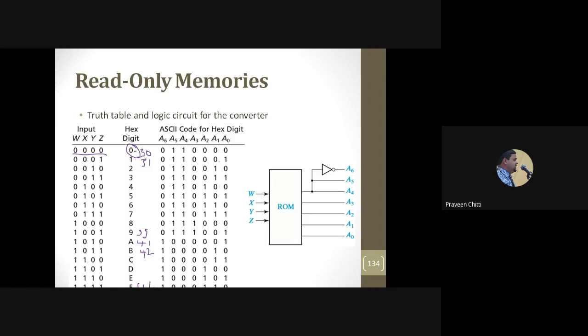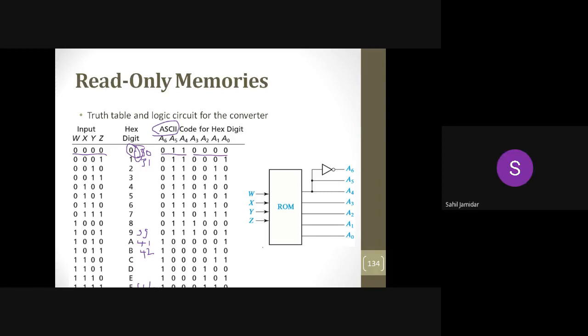Now represent 30 in binary. How do you write 30? The first digit should be represented by 3 bits, so 3 is nothing but 011. And the next digit should be represented by 4 bits. Why do we have to use 3 bits here and 4 bits here? Because ASCII is how many bit code?